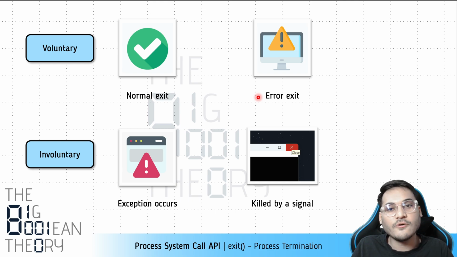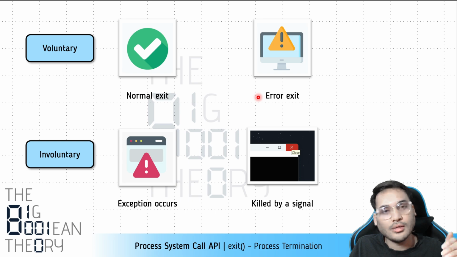So here again, the important point is that even though there has been an error, the termination is voluntary. What is important is that even though an error was encountered, it is the process who is deciding to terminate. The copy operation failed, that is why the copy process is terminating.